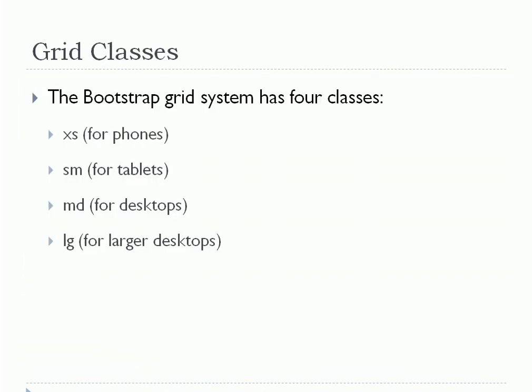Now as I told you, there are these 4 classes available for grid system according to your device. First one is XS, extra small, SM small, medium and LG. So you have to remember this because we have to use these classes more frequently.